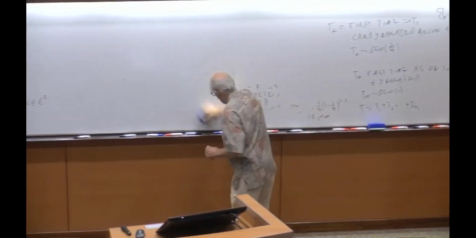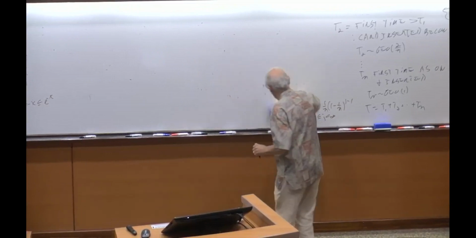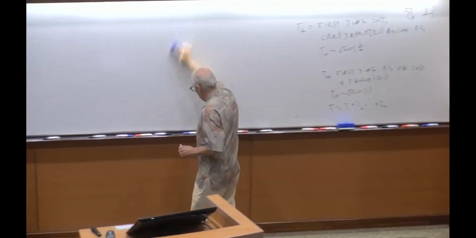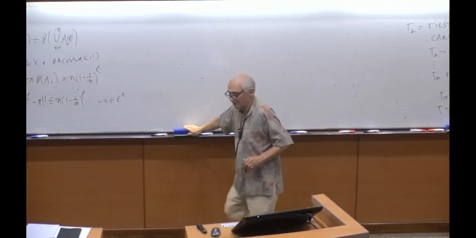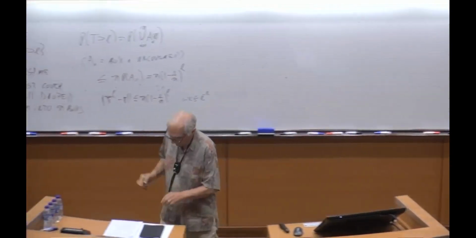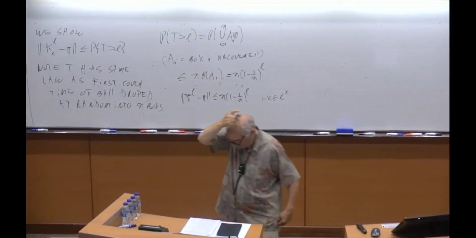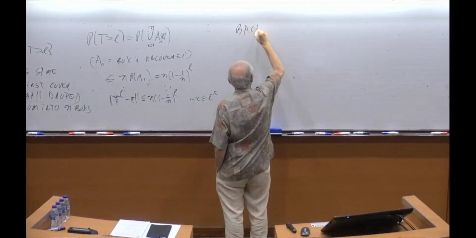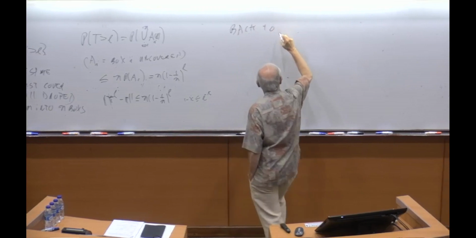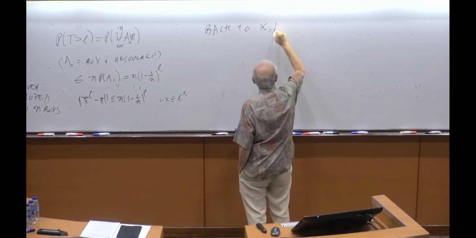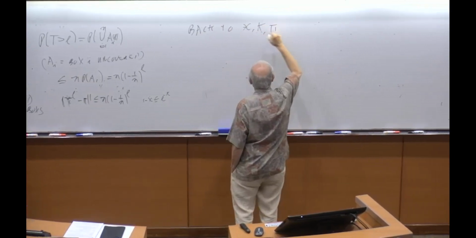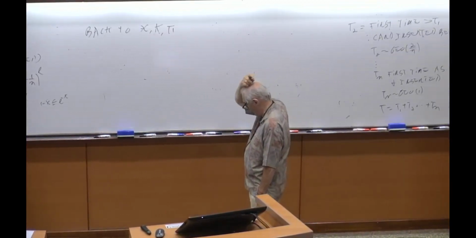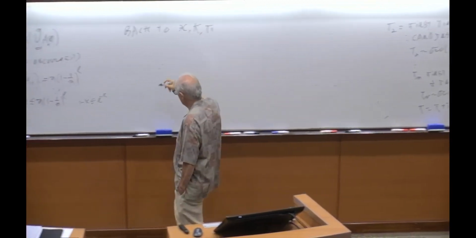So go back to generality and let me define things a little more carefully. Back to X, K, pi: a general state space, Markov chain, stationary distribution, and stopping time.